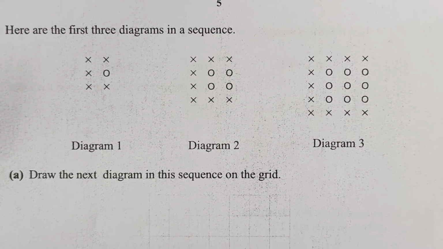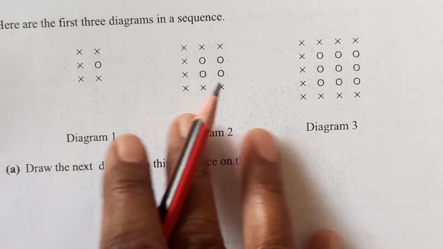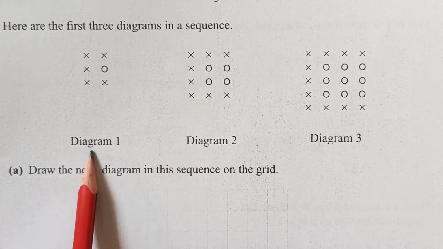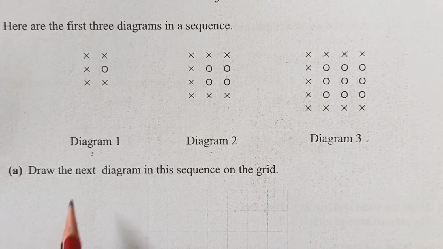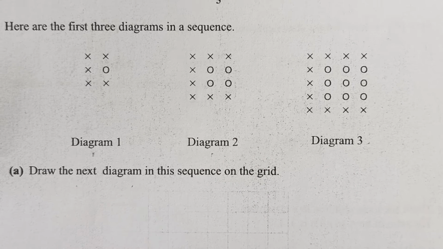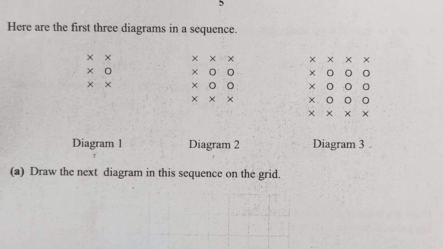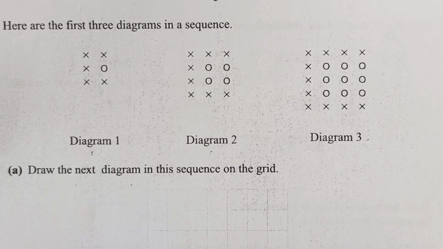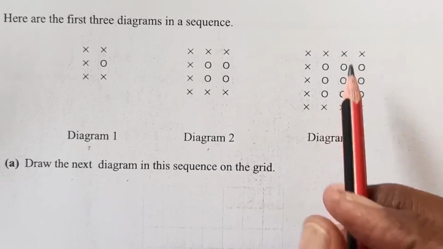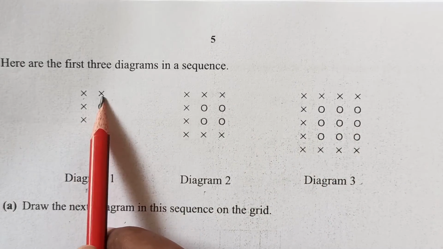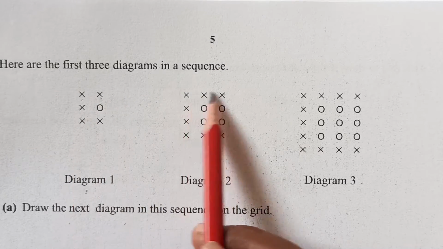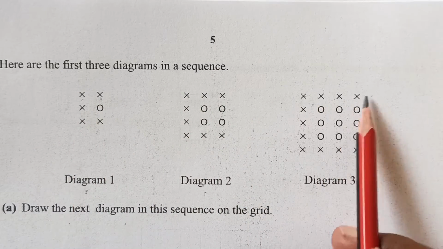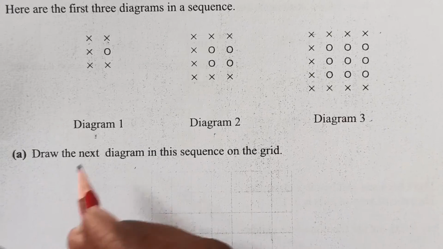Here we have a question from sequences. Here are the first 3 diagrams in a sequence. You see diagram 1, 2 and 3. Draw the next diagram in this sequence on the grid. So the next diagram we are going to draw over here. So diagram 4, you see there were 2 squares first. 2 by 3. This is 3 by 4. This is 4 by 5. So then we are adding one more.